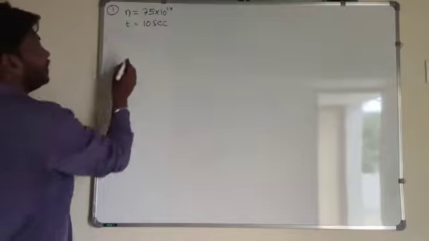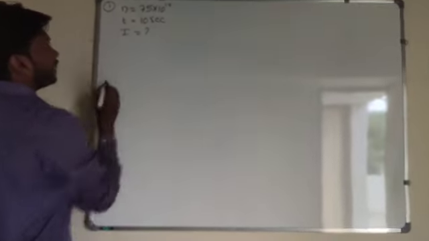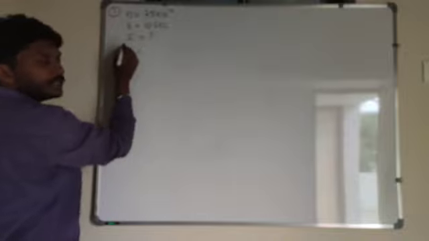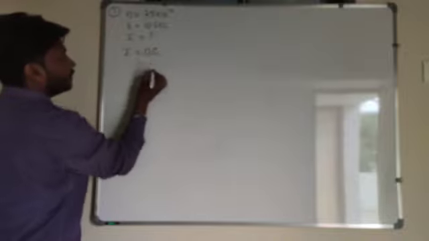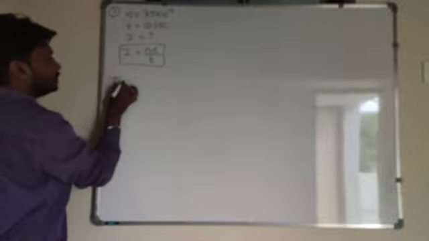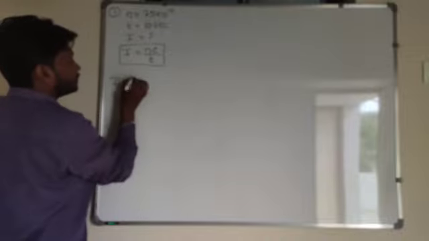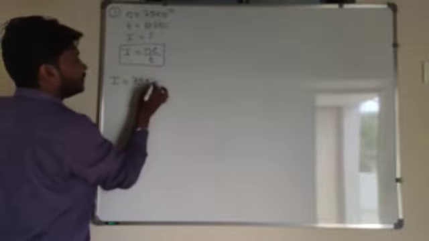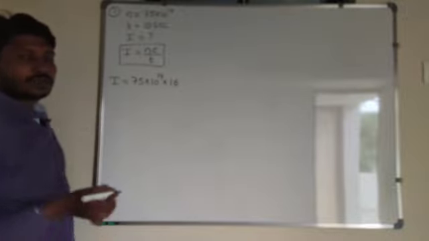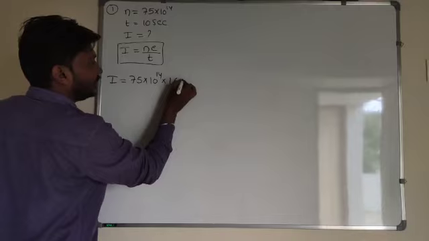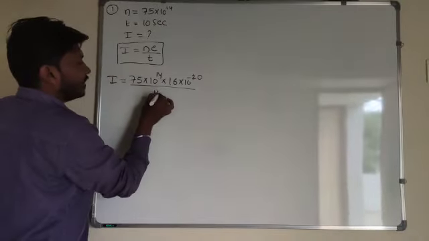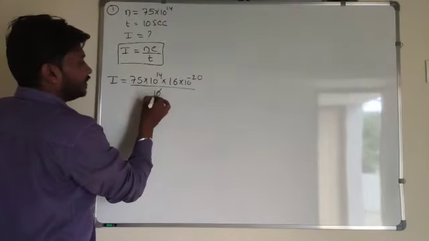Then calculate the electric current value. So, a simpler thing, the I value. Here they have given N, so I can connect the formula I = nE divided by t. The number of electrons striking the screen is 75 into 10 to the power of 14. Charge on the electron is 1.6 into 10 to the power of minus 19, or 16 into 10 to the power of minus 20, divided by the time taken, which is 10 seconds.